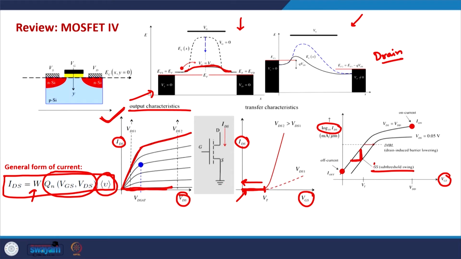So if the subthreshold swing is less, it means that the gate has more control over the channel, and if the subthreshold swing is more, it means that the gate has less control on the channel. The unit of the subthreshold swing is millivolt per decade. So it is essentially the amount of gate voltage that is required to change the channel current by a factor of 10.